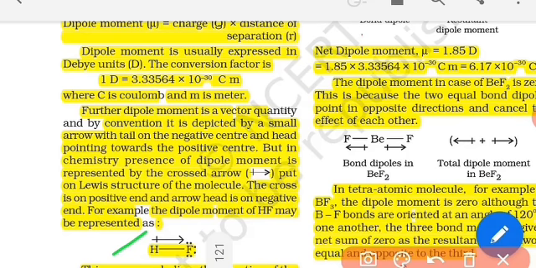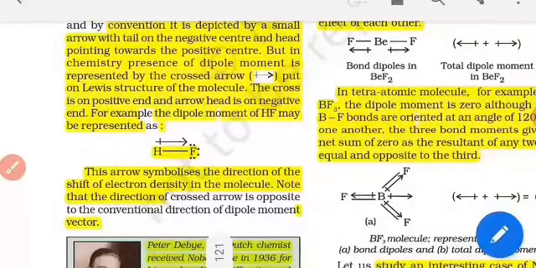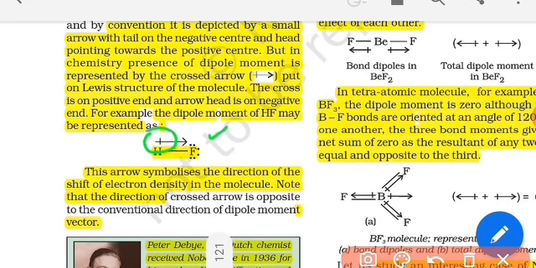Fluorine is more electronegative as compared to hydrogen, so the arrow is drawn towards fluorine and a cross sign at the side of hydrogen. So this is the way by which we can represent polarity in a bond, or distribution of electrons, or electron displacement towards an atom with more electronegativity.